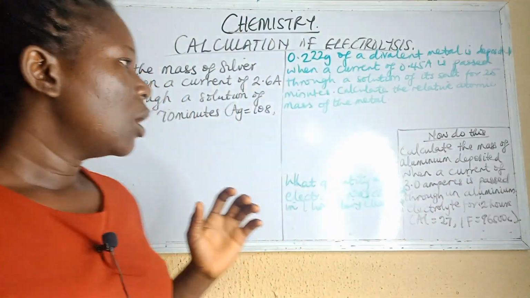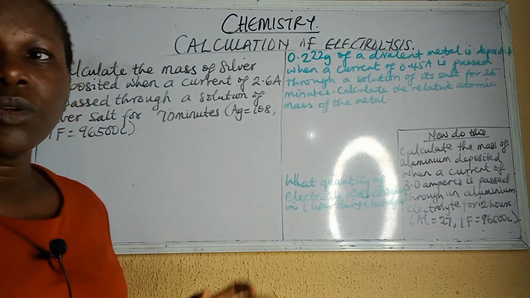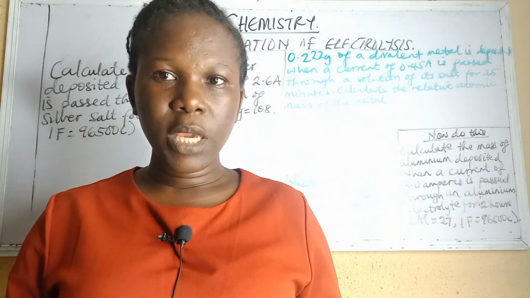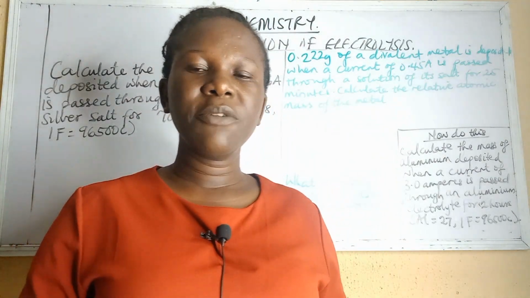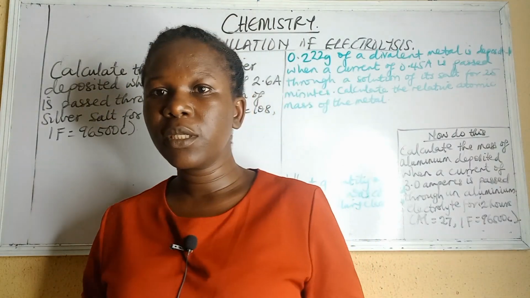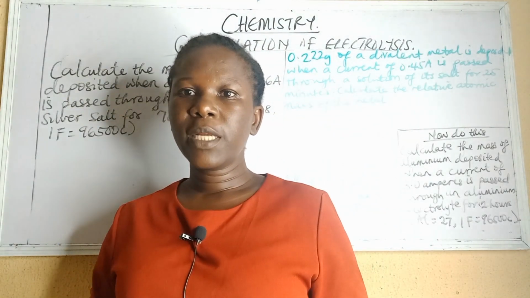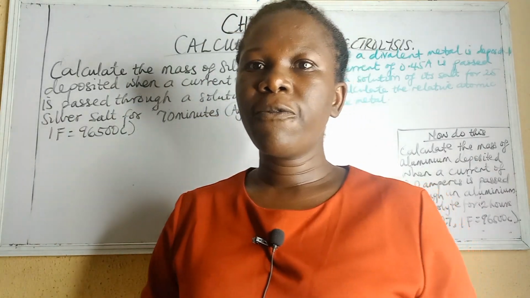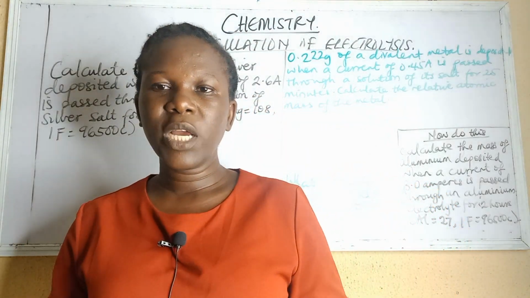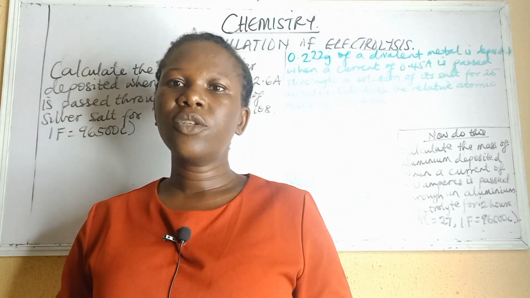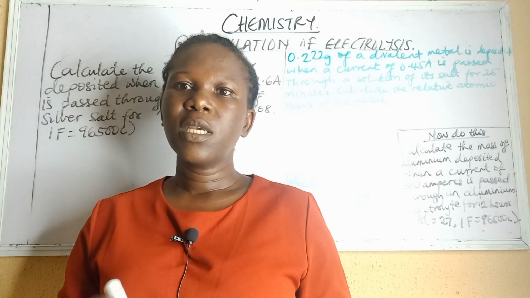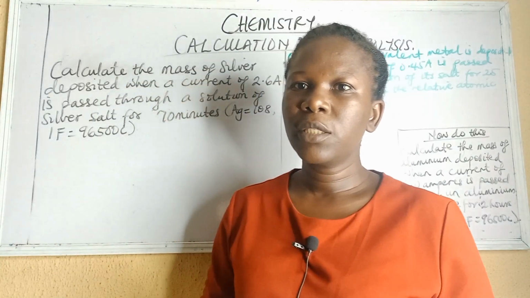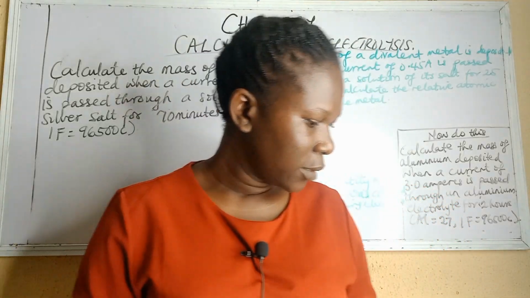Now, in calculation of electrolysis, there are two laws of electrolysis that are applicable. The first one is Faraday's first law of electrolysis, which states that the mass of an element discharged during electrolysis is inversely proportional to the charges on the electrolyte.